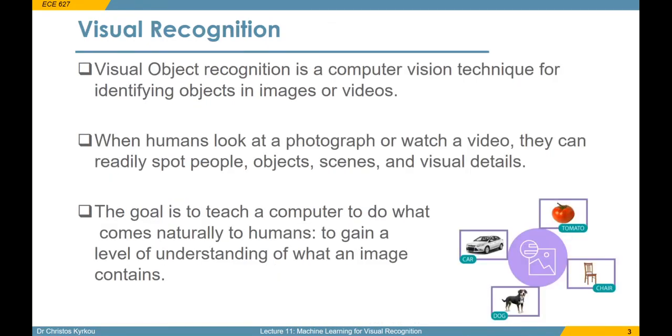So as we talked about in the previous class, visual recognition is basically the ability of a computer to understand what's in an image. We humans do it all the time, through looking at photographs or video, and we are able to spot different objects like cars, dogs, chairs, and so on. And the goal of visual recognition is to make a computer do exactly the same task by looking at an image.